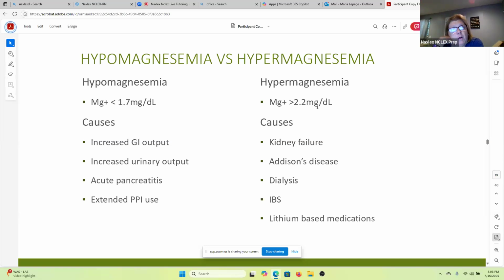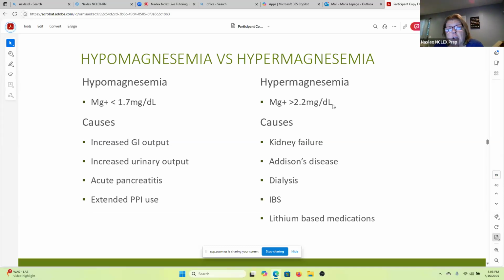When we talk about hypomagnesemia, what are some of the causes? Increased GI output, so your nausea and your vomiting. Increased urinary output, it does get excreted in the urine. Acute pancreatitis can cause hypomagnesemia. And then extended use of your proton pump inhibitors and also some of the antacid use. Some of the antacids can also cause hypo and hypermagnesemia depending on what brand or what type of antacid they're using.